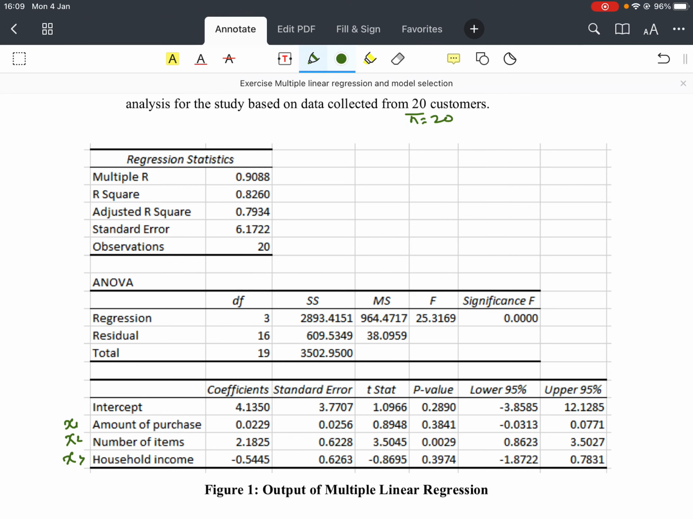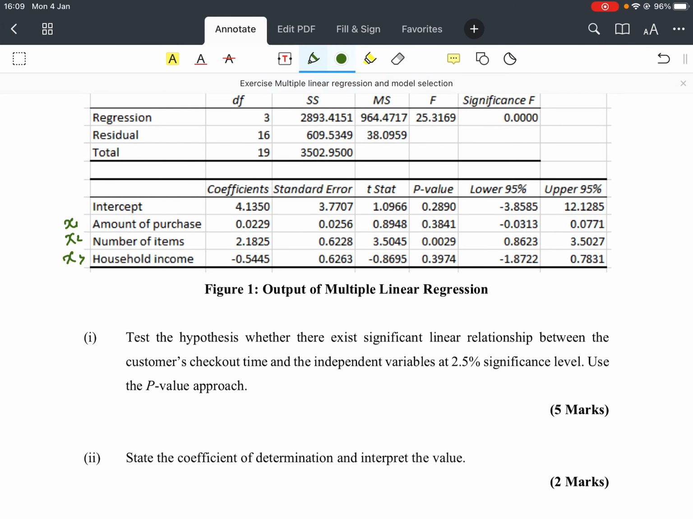Based on this, test the hypothesis whether there exists a significant linear relationship between the customer's checkout time and the independent variables at the 2.5% significance level. Use the p-value approach. So you want to test the hypothesis, your H null and H1. What is your H null? H null: neither of the independent variables is related to the dependent variable. H1: at least one independent variable is related to the dependent variable.